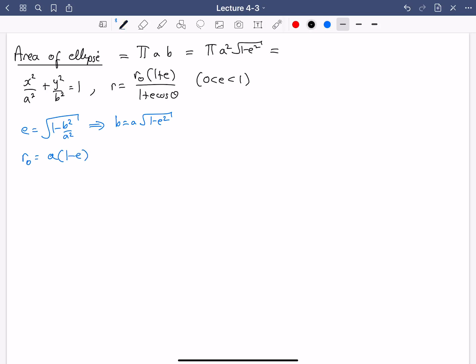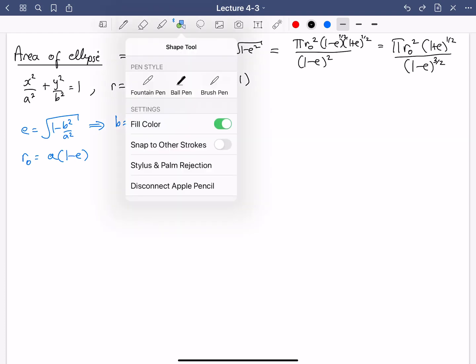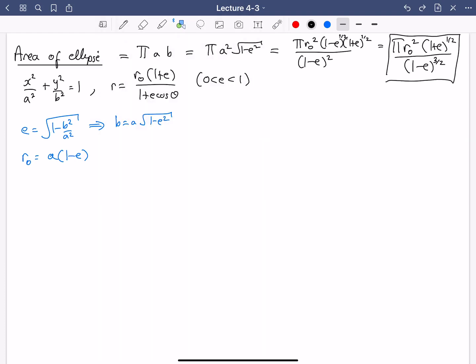So if I use that and replace a, then a gets replaced by r0. So a squared is r0 squared over 1 minus e squared. And then I've got that root 1 minus e squared still on the top. But 1 minus e squared is 1 minus e times 1 plus e, and it's all to the power of half. And if I do a little bit of cancelling, then I get the final formula that I want. So it's pi r0 squared times 1 plus e to the power of half, divided by 1 minus e to the power 3 over 2. And so that's the formula for the area of an ellipse when you're given it in polar coordinates.